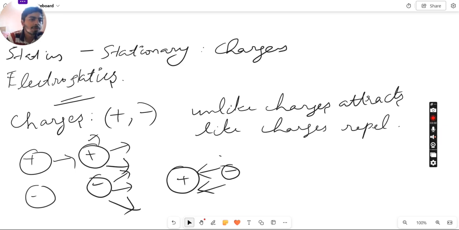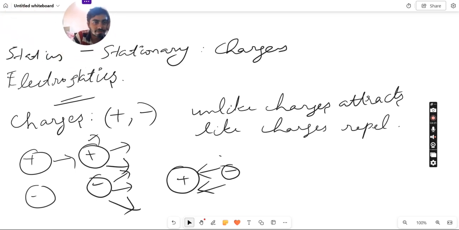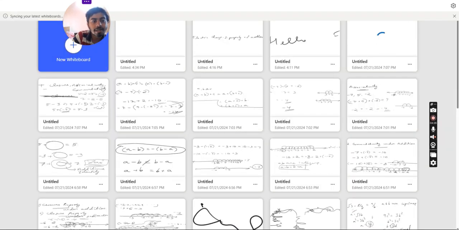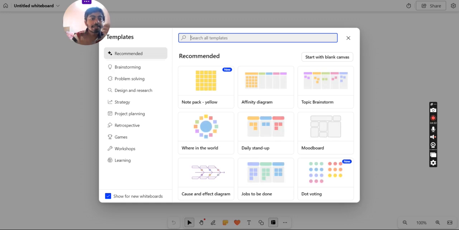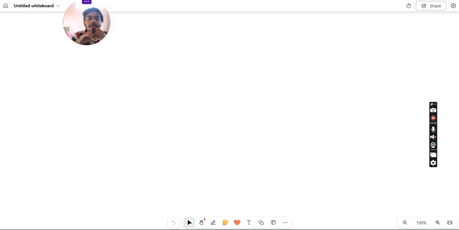So what's next? When charges are attracting or repelling, and charges are at rest. Now, how can we make a charge at rest? Let's think about that for a minute. I am saying charges are at rest, but what does that mean? How do we make a charge at rest? We make a charge at rest by basically fixing it somewhere, like holding it in place by some other force.